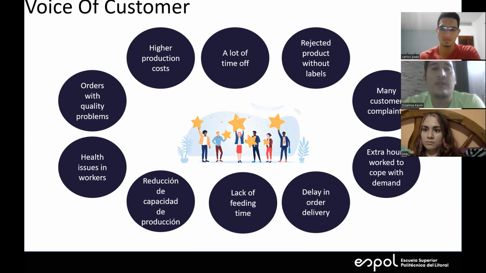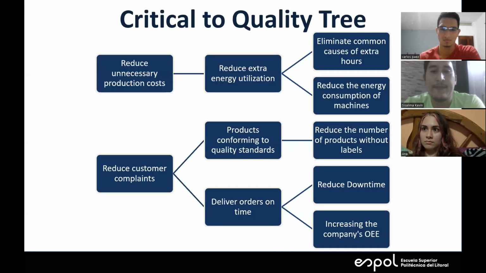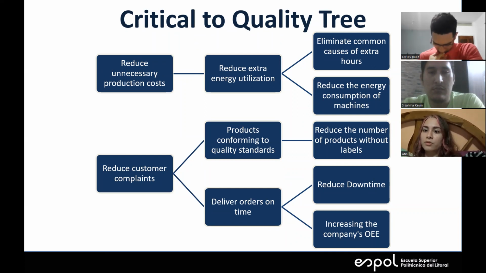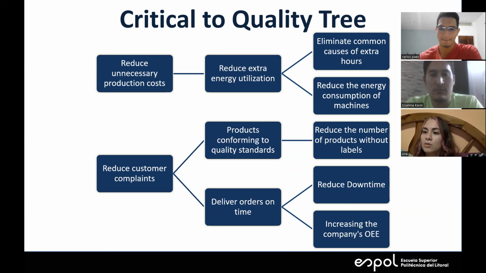As a voice of the customer, we have some findings. For example, high production costs, a lot of time off, etc. In the definition of the problem, we have the critical to quality tree. We have to reduce unnecessary production costs by reducing extra energy utilization, by eliminating common causes of extra hours, and reducing the energy consumption of the machines. And reduce customer complaints by making products conforming to quality standards, by reducing the number of products without labels. Deliver orders on time, reducing downtime, and increasing the company OEE.